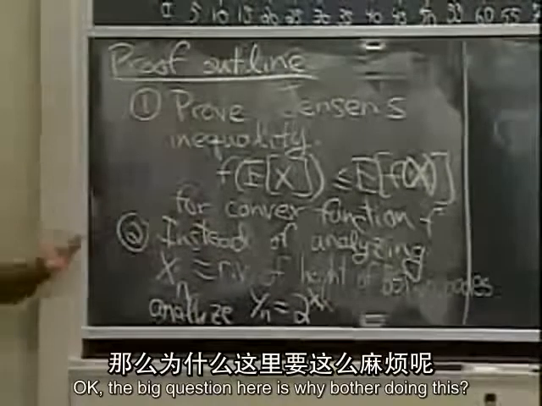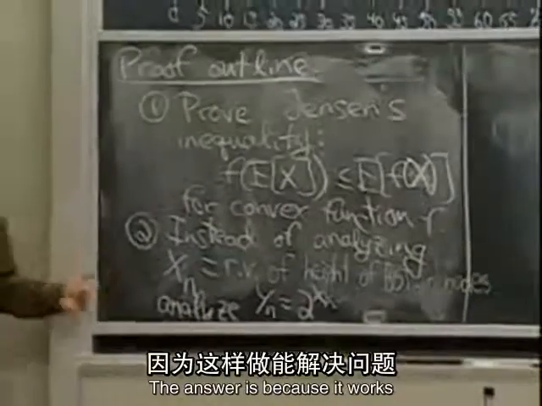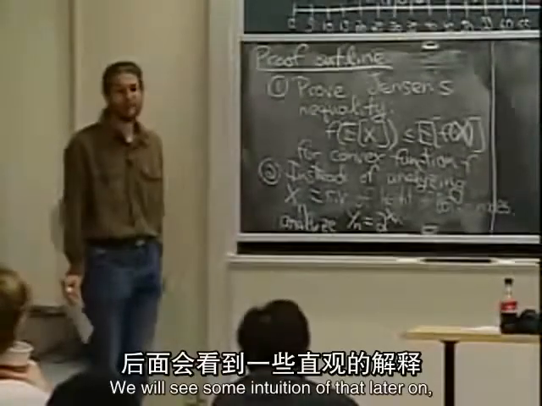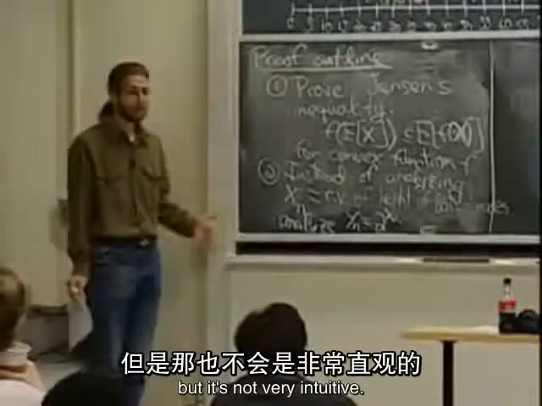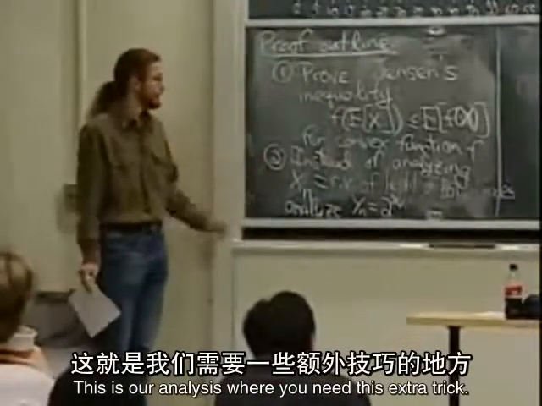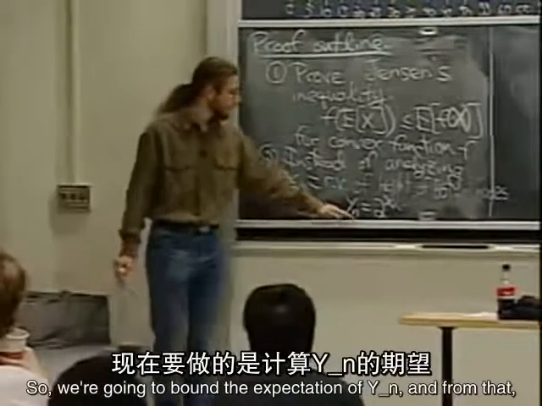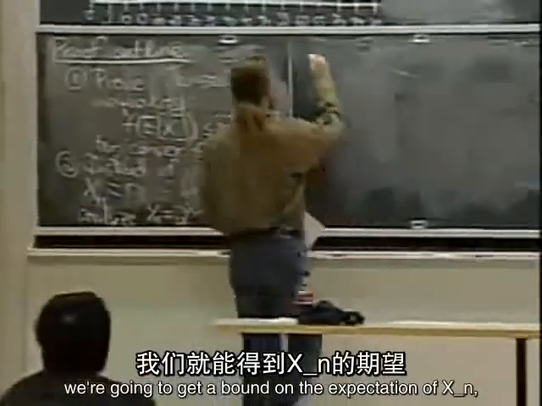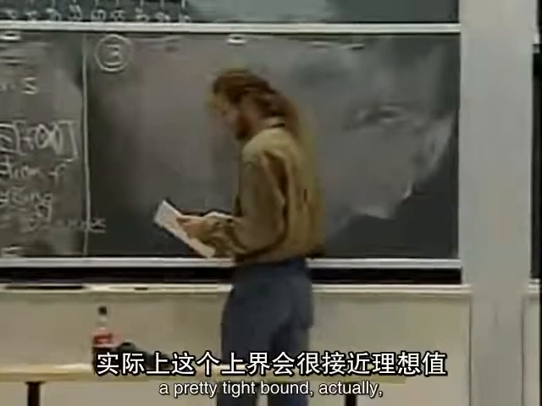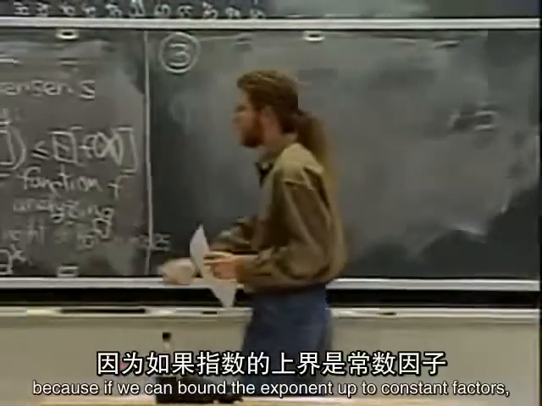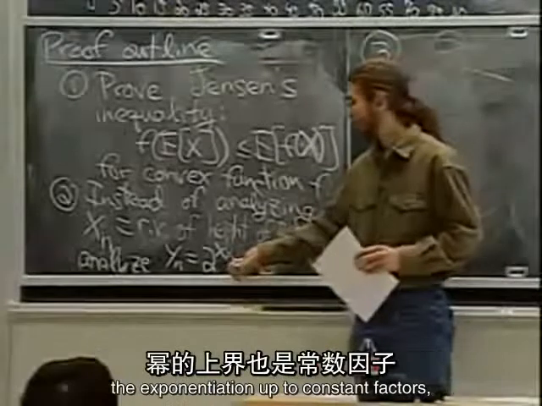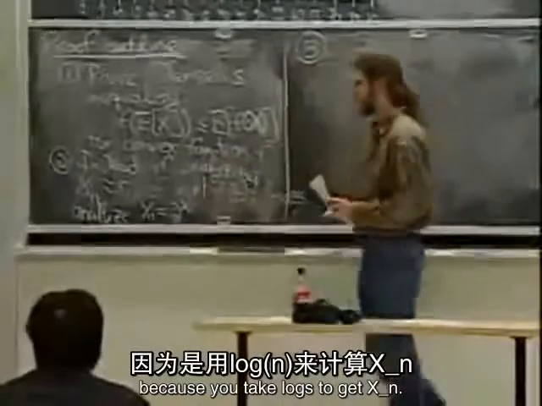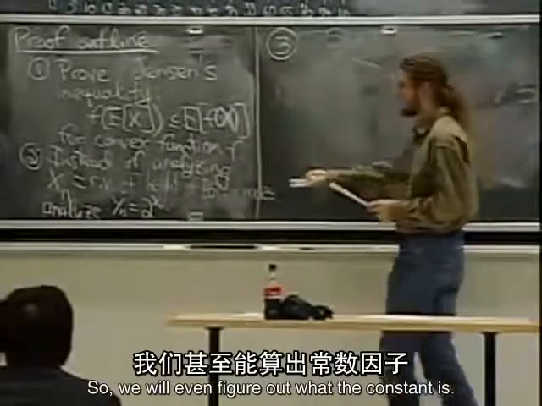The big question here is, why bother doing this? The answer is because it works, and it wouldn't work if we analyzed X_n. We'll see some intuition of that later on, but it's not very intuitive. This is just a bizarre analysis where you need this extra trick. So we're going to bound the expectation of Y_n, and from that, using Jensen's inequality, we're going to get a pretty tight bound on the expectation of X_n. Because if we can bound the exponentiation up to constant factors, we can bound X_n even better, because you take logs to get X_n. So we'll even figure out what the constant is.